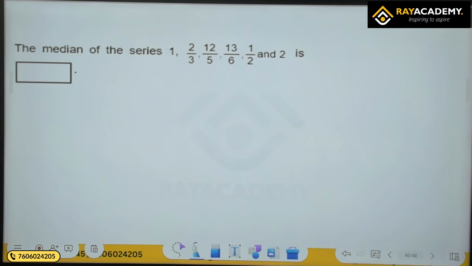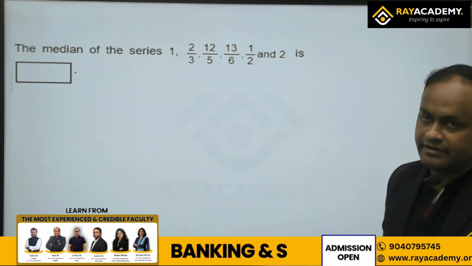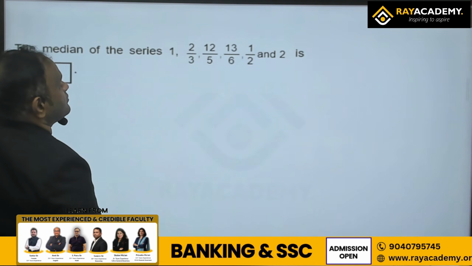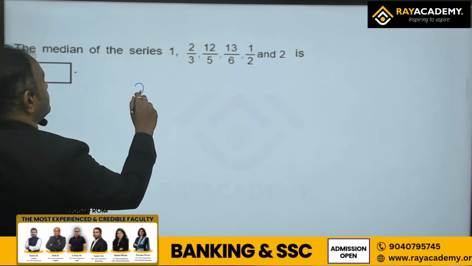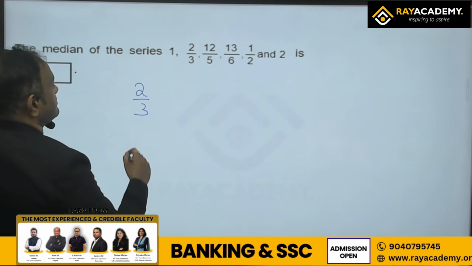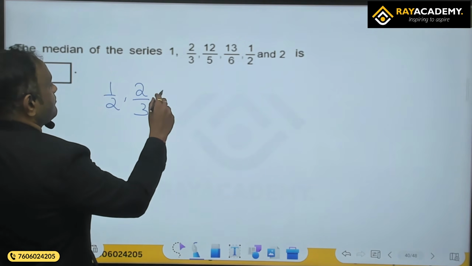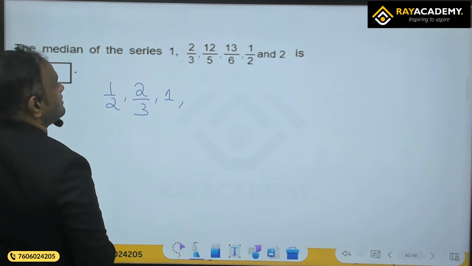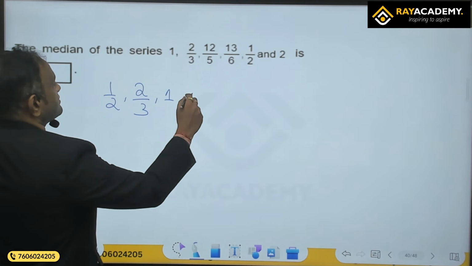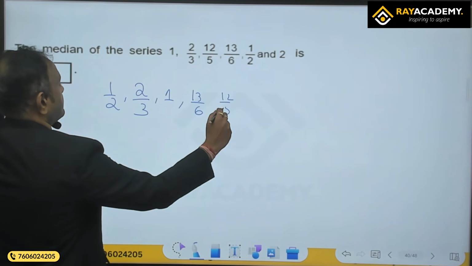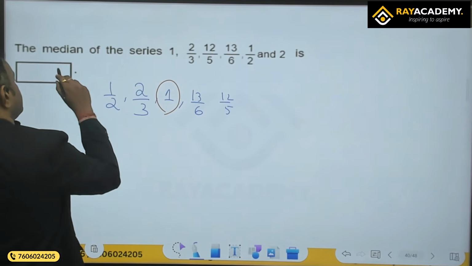For the median of the series, you first have to arrange in ascending order, or descending also is okay, but normally we do ascending order. Let's say the smallest is 2/3, then half, then 1, whatever may be, 12/5 or 13/6. But the median will be the center number, so the answer is 1.